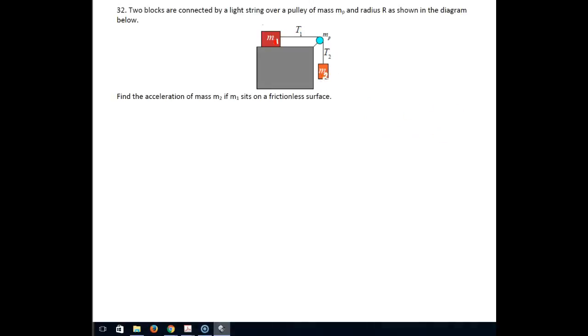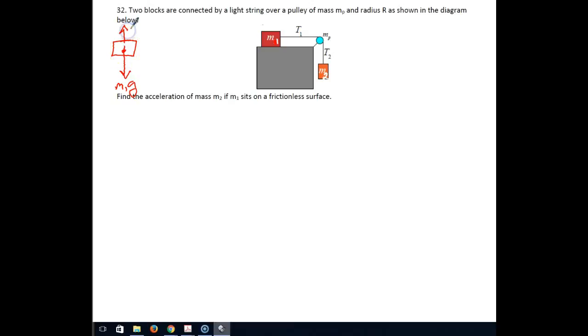That will make it make a lot more sense. If we left them the other way, it'd be a little bit more difficult to keep track of all our numbers. So let's start by doing a box for M1.